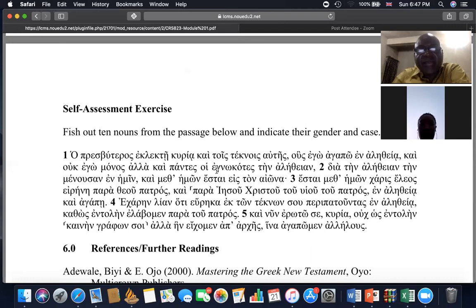But egnocotes may be a noun because of the oil in front of it. Remember, oil is a definite article. So if egnocotes is following the oil, then there is a likelihood that it's a noun. But I'm not sure yet what kind. It might be one of those syncopated nouns. Yes, sir.